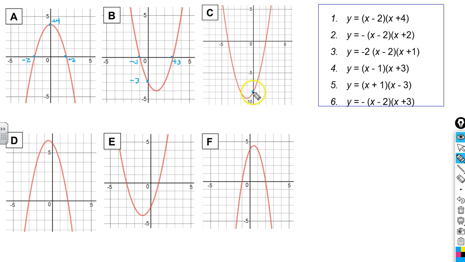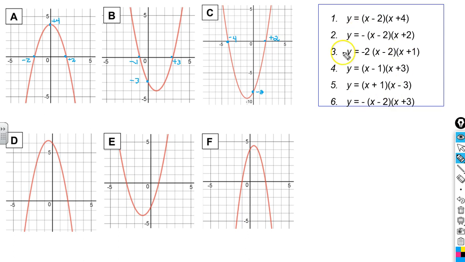And if we look at graph C, we can see that the y-intercept is at negative 9. Oh, excuse me, that's 8. And the x-intercepts are at negative 4 and positive 2. And so if we look at the equations and we just focus on the x-intercepts, we see the x-intercepts here are negative 2 and positive 2, negative 1, positive 3, negative 4, positive 2.